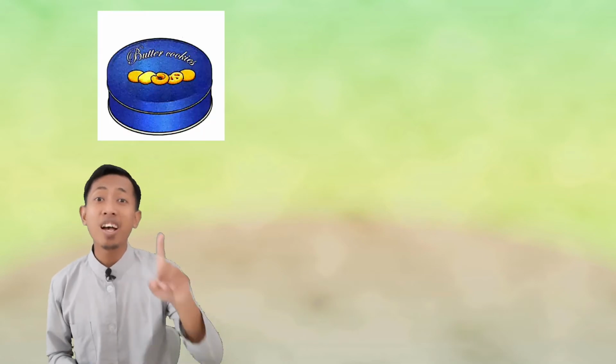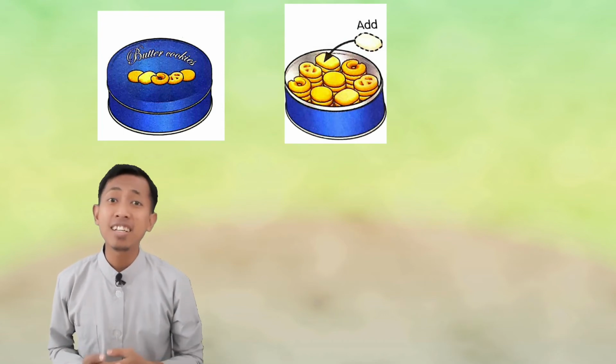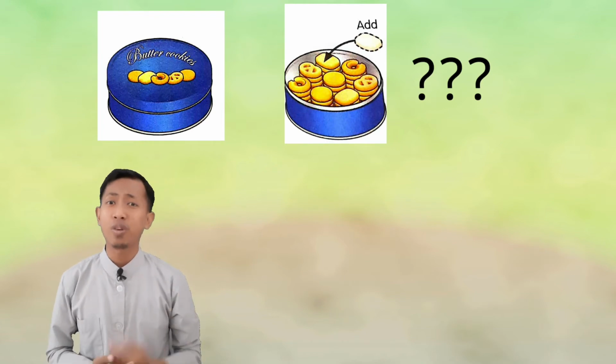But I have another question related to algebraic expressions. Focus on my questions and we will answer together. There are an unknown number of cookies in a tin and I put one more cookie in the tin. How many cookies are there in total in the tin? Can you answer this question?